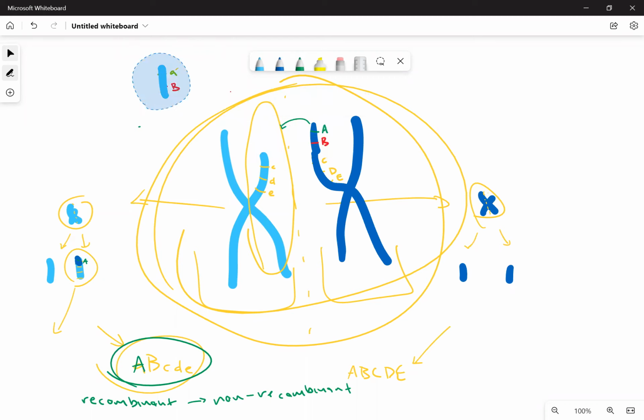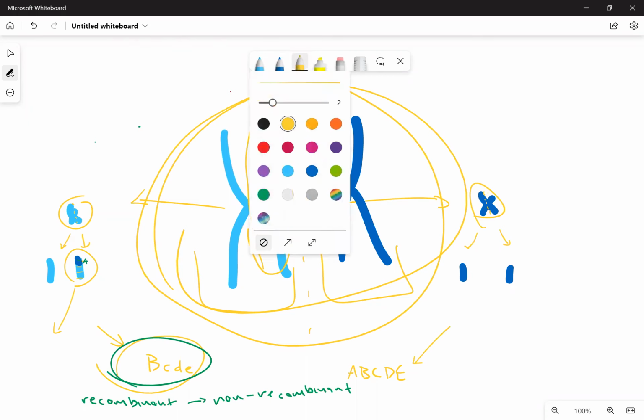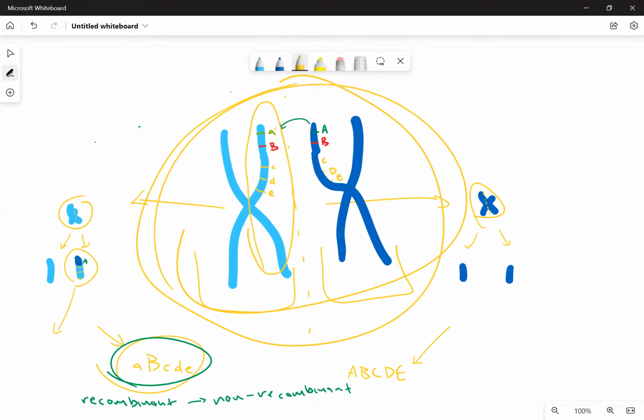Just like this, nice and simple. And in that case, we would have lowercase a, b, c, d, e, and that would be non-recombinant. And instead of memorizing it as non-recombinant, I always like to tell myself that it is parental. It is identical to the parent that we saw before, or if crossing over didn't happen.